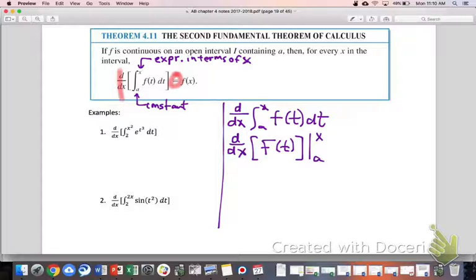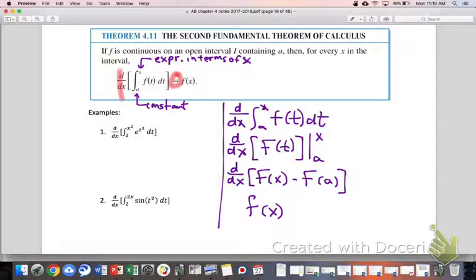So now I'm going to use FTC1, and I'm going to plug in the x, and I'm going to plug in the a, and I'm going to subtract, just like we've been practicing. So it's going to be d/dx of capital F of x minus capital F of a. And I'm actually about ready to finish this, because if the antiderivative of lowercase f is capital F, what's the derivative of capital F? Lowercase f, right? So this would be lowercase f.